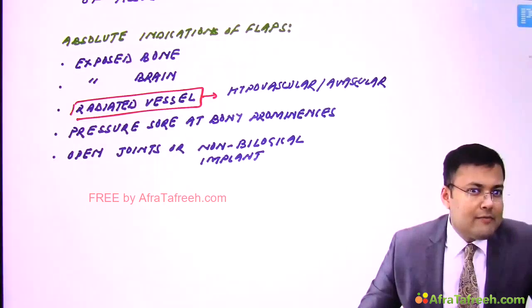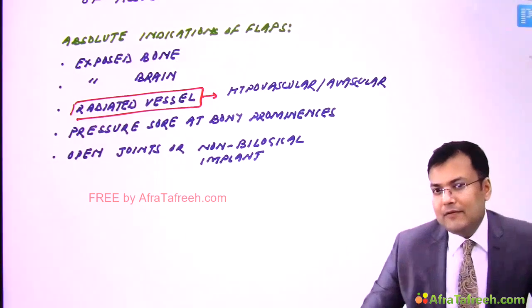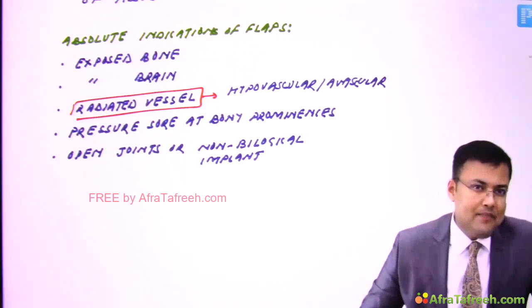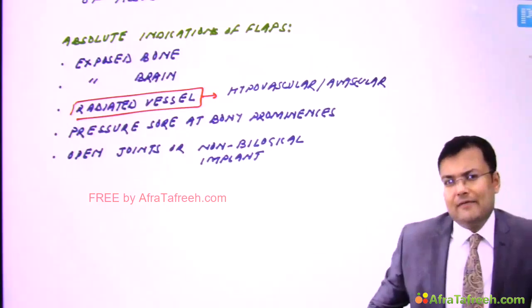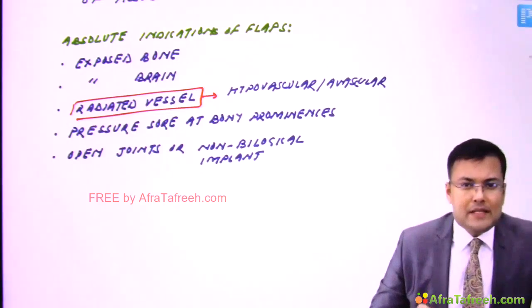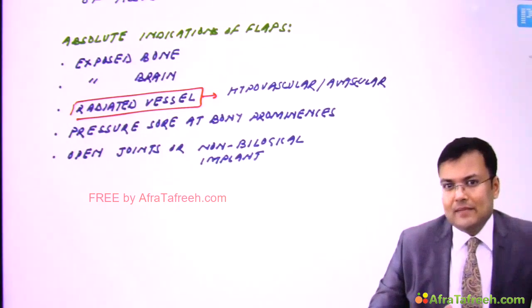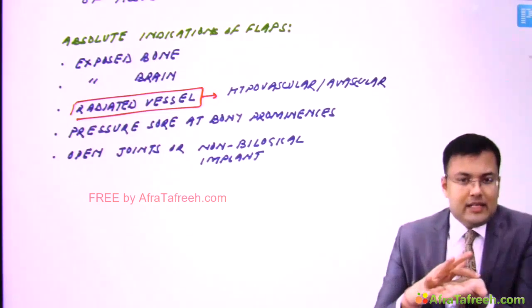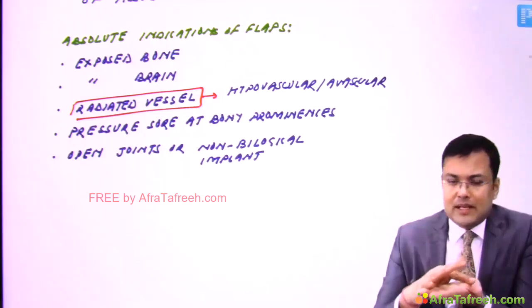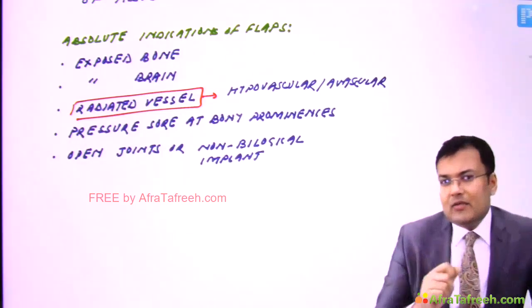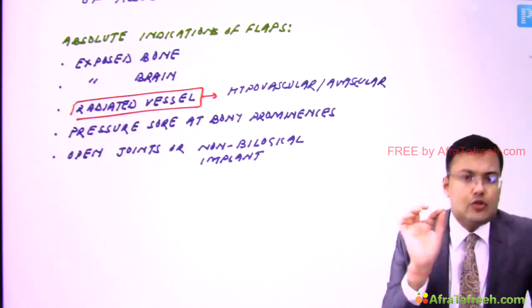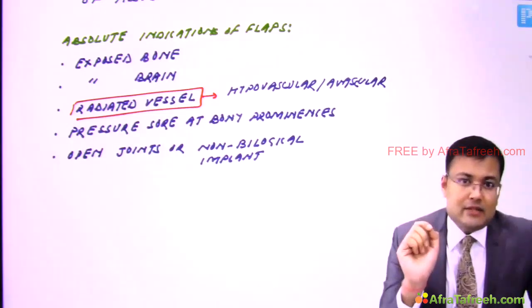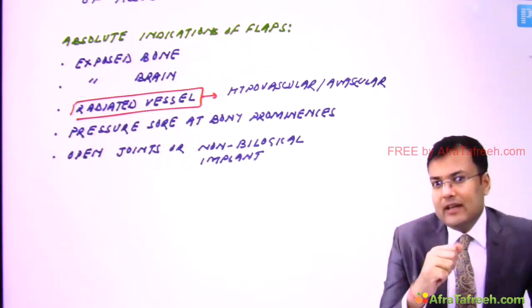On the basis of blood supply, there are three types of flaps. One, random, second is axial, and third is free. What is random flap? Random flap is based on random vessels. Random means it is based on the subdermal plexus of vessels. And generally what is the use of this random flap? It is used to cover small full thickness defects where we cannot use skin grafting.